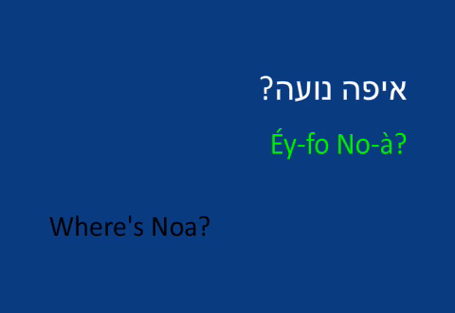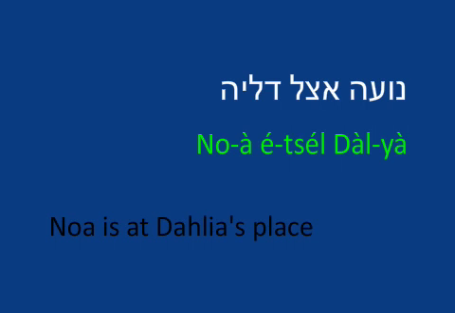To ask where, we say eifo. So to ask where is Noah, it's eifo Noa? Excellent. And the answer is that Noah is at Dahlia's place. Noa etzel Dahlia. Well done.